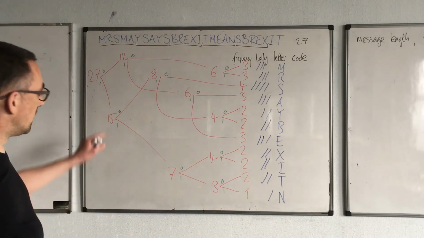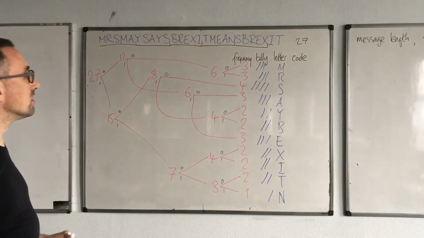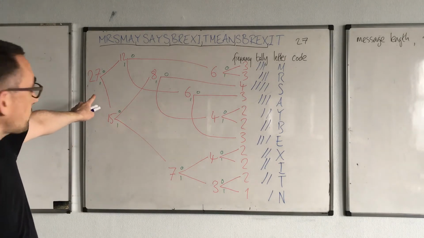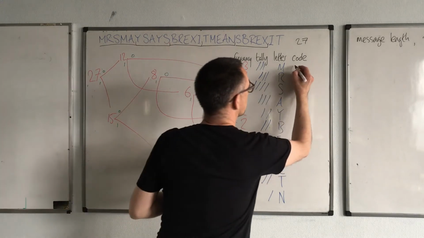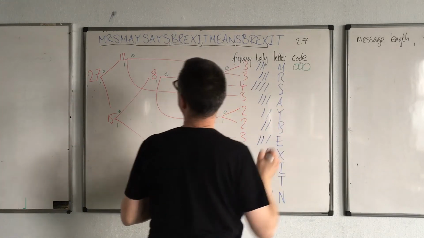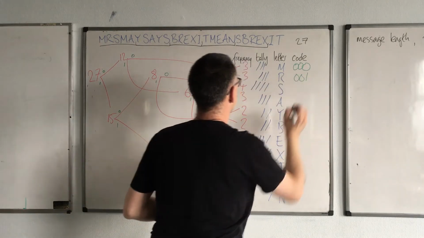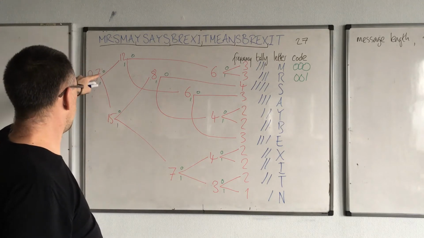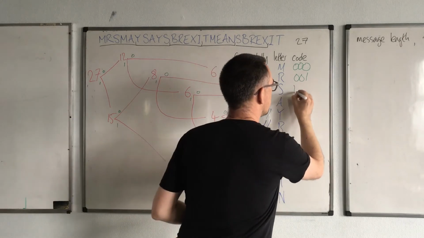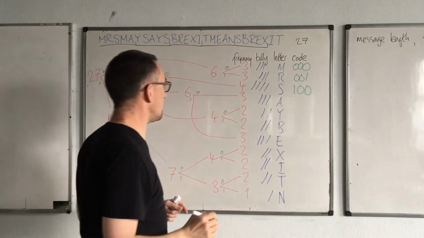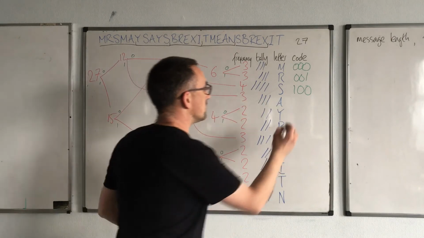Okay, so now we have labelled each edge in the tree with a bit. We can read off the codes. So the code for M is 0, 0, 0. The code for R is 0, 0, 1. The code for S, this will be a bit of a bumpy ride. We go 1, 0, 0. The code for A is 0, 1, 0.